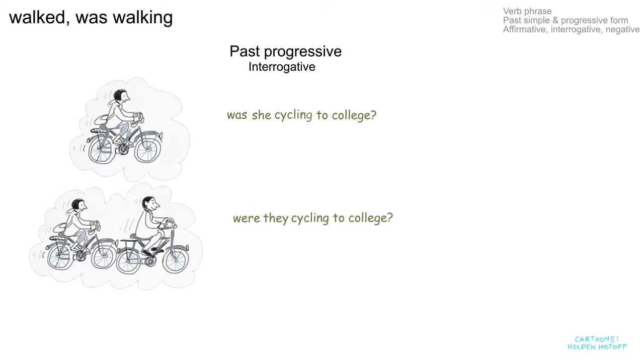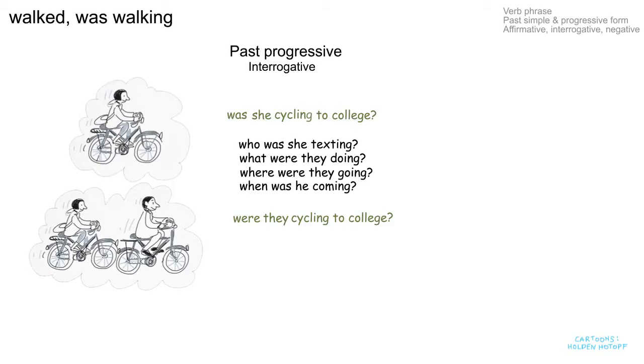And we use question words like who, what, where, and when. What were they doing? Where were they going? Who was she texting? When was he coming?